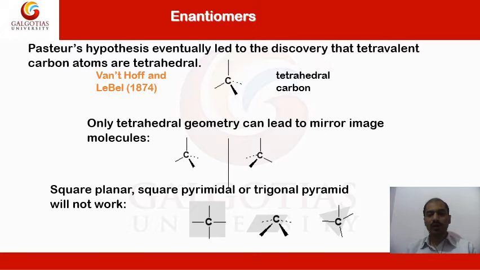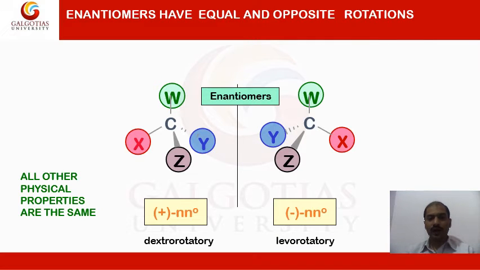Once you put the mirror, one molecule will be the mirror image. If you superimpose it over the original, it is not going to be superimposed. So square planar, square pyramidal or trigonal pyramid will not work here. Especially when we are talking about chirality, we have to be very clear about whether the carbon is attached with different groups or not. But this is the case for very simple types of molecules.